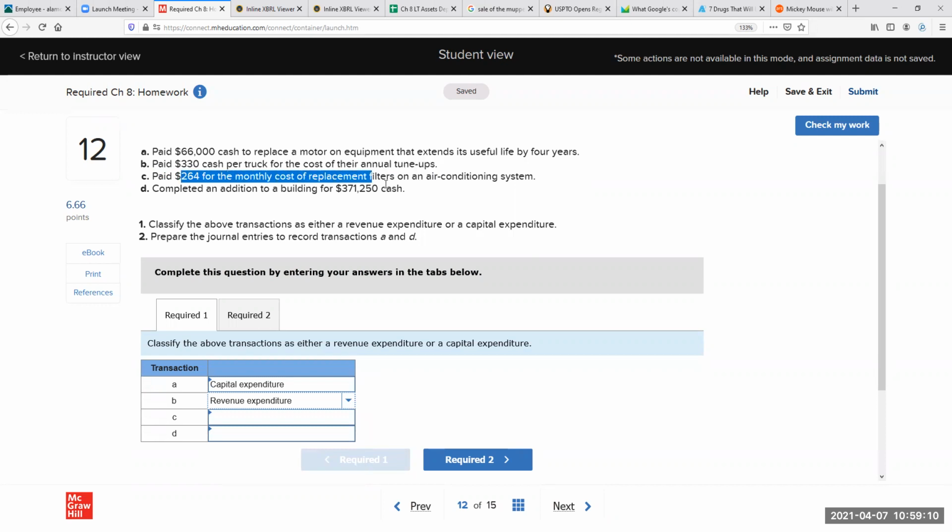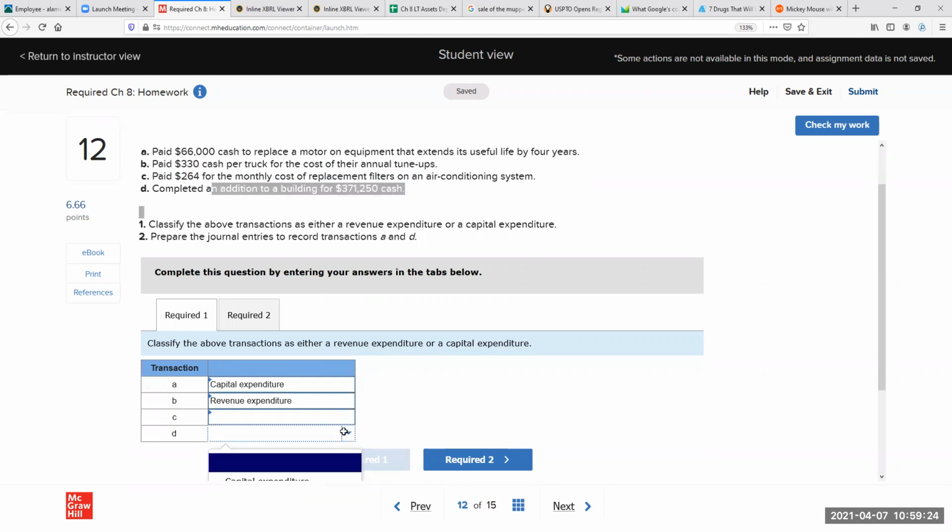Pay $264 for the monthly cost of replacement filters. It's telling you monthly, they got to replace them every month. So that's not a long-term asset. So it's a revenue expenditure. Complete in addition to a building. Well, that's going to last longer than years. So you got to capitalize it.